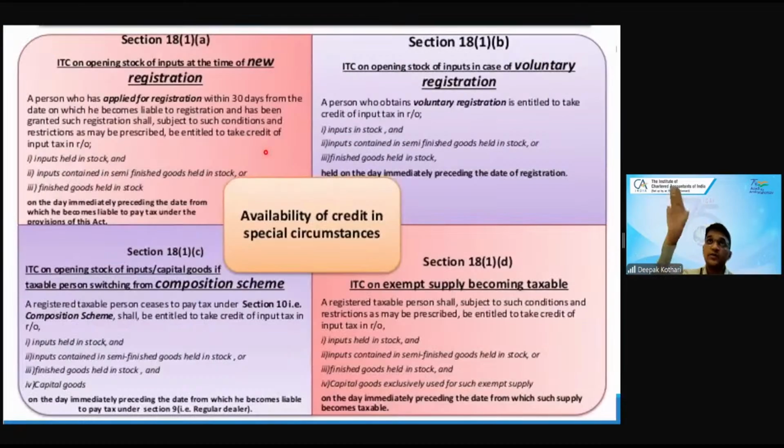Same 18(1)(a) और (b) में सिर्फ इनपुट्स, सेमी फिनिश गुड्स एंड फिनिश गुड्स, 18(1)(c) और (d) में भी सेम, सेमी फिनिश गुड्स, रॉ मटेरियल्स, फिनिश गुड, रॉ मटेरियल, सेमी फिनिश गुड्स, फिनिश गुड्स एंड कैपिटल गुड्स। Correct. When he ceases in exempt category. Perfect. Yes. Awesome. तो इन चारों के लिए हमने बेसिक जान लिया है, अभी कुछ और कंडीशंस हैं.